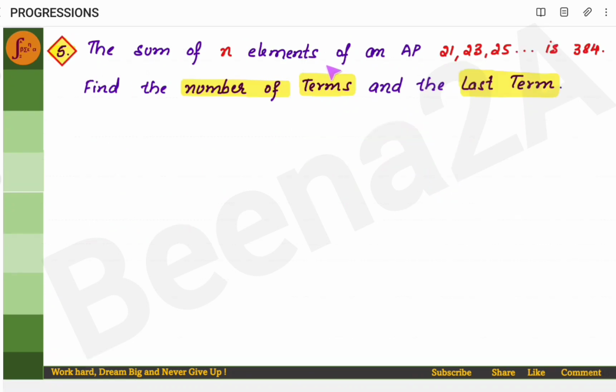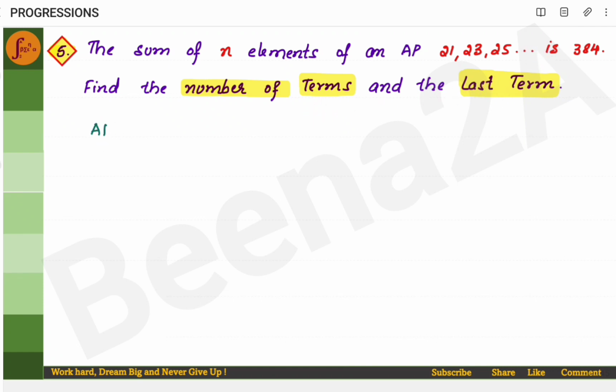Let's take this particular example where the sum of n elements of an AP 21, 23, 25 and so on is given. The last term is not given. The sum is 384. Sum means the total of these numbers. The total of all the numbers in this AP is 384. Find the number of terms and the last term. We don't know how many terms there are, and we also don't know what the last term is. Now we'll have to find both of them.